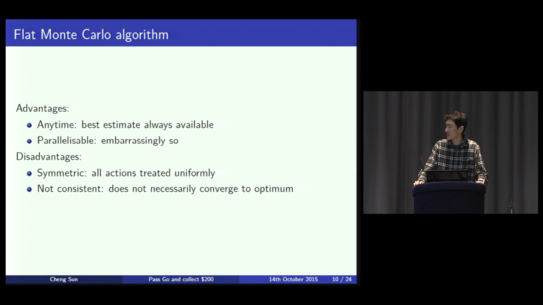On the other hand, it's actually not that good. It's symmetric. So if we have lots of actions, and quite a few of them are obviously bad, like we've done 100 simulations, and 99 of them have led to a loss for us, it will still carry on treating it uniformly. And as time goes by, it will not learn to ignore those actions. So that's a disadvantage for us.